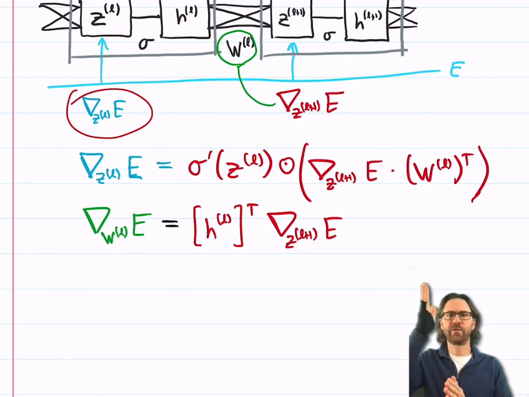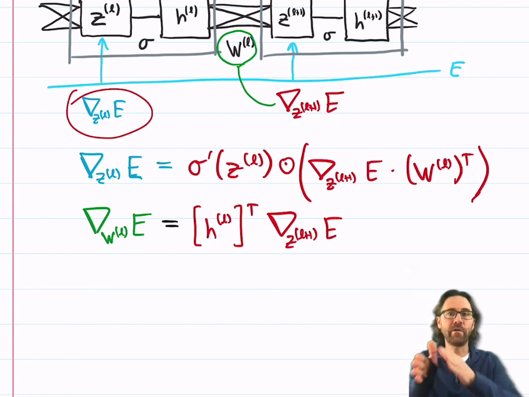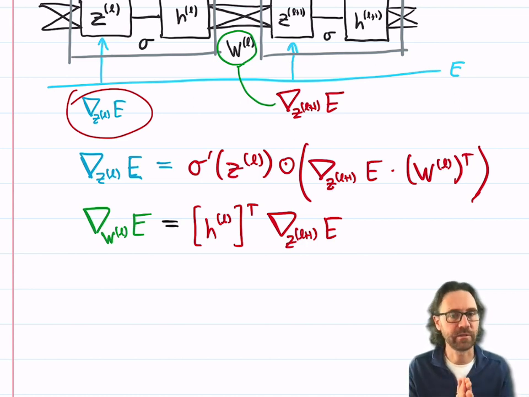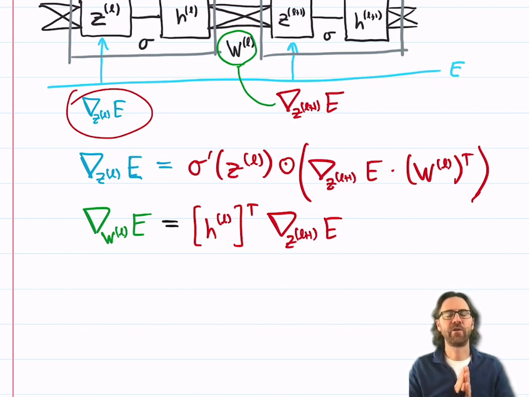One takes the gradient with respect to the input current from one layer to the gradient with respect to the input current of the layer below, and the other uses the gradient with respect to the input current to give you the gradient with respect to the weights and biases. This is error backpropagation.